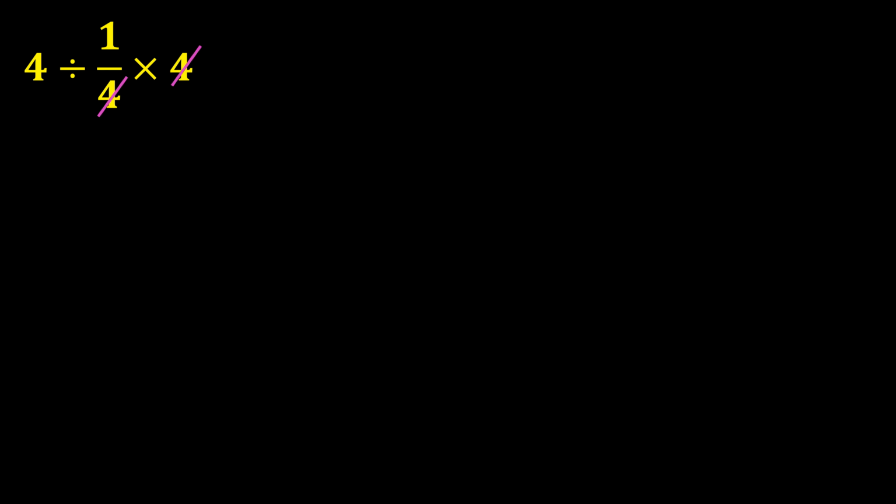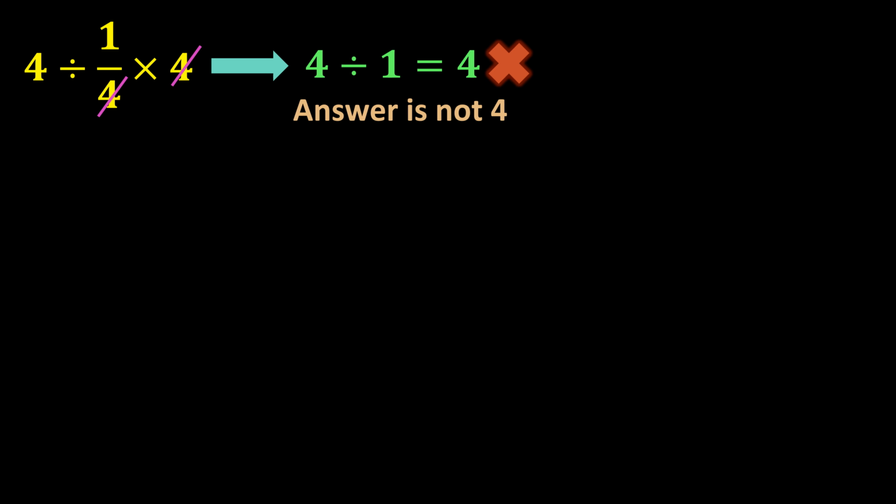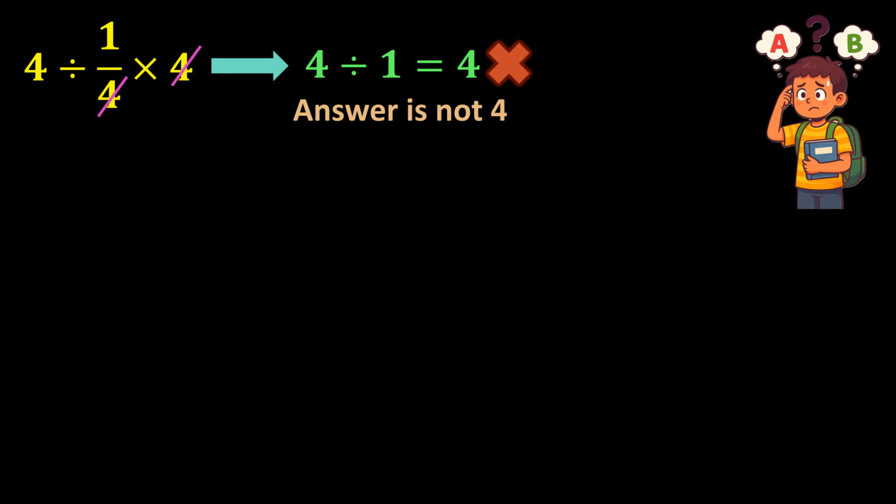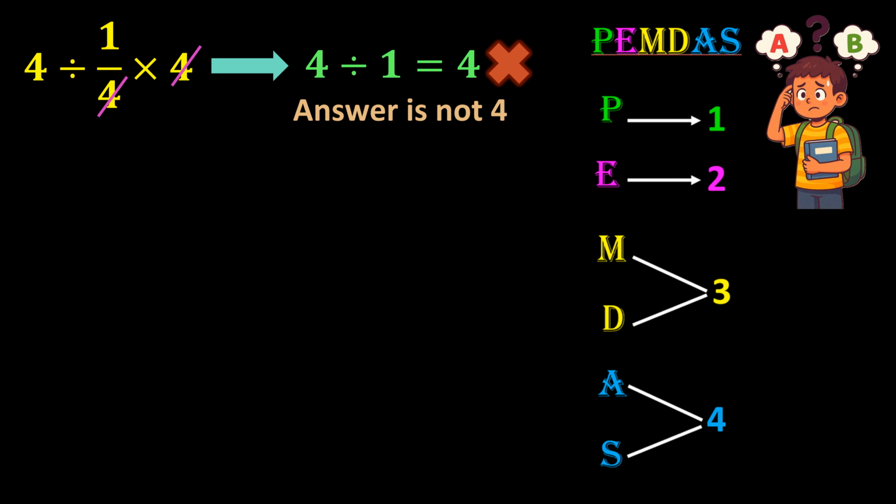4 cancels out 4, and 4 divided by 1 becomes 4, but this answer is completely wrong because we haven't paid attention to the PEMDAS rule. PEMDAS is a rule I use to know what part of a math expression to solve first. It helps me do calculations in the right order so the answer doesn't get mixed up.